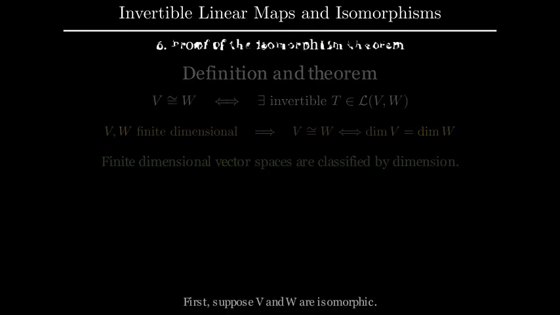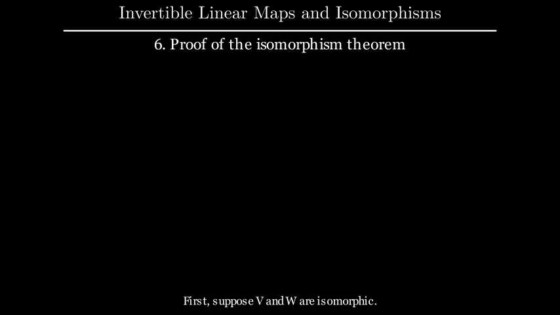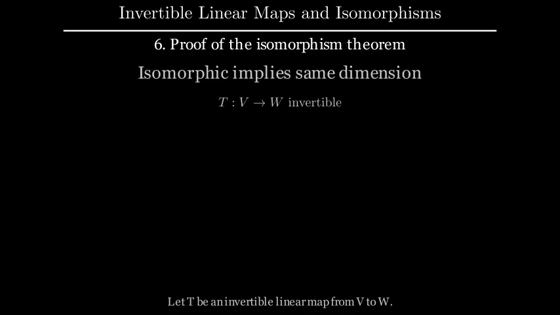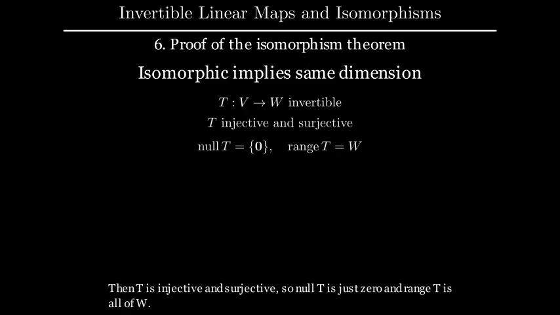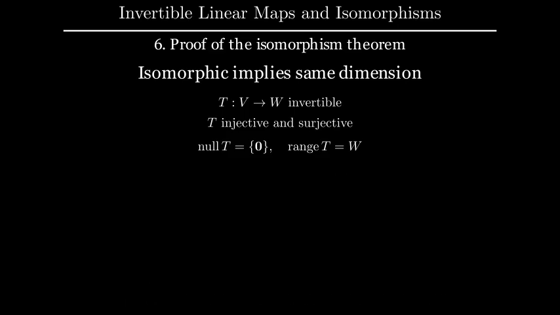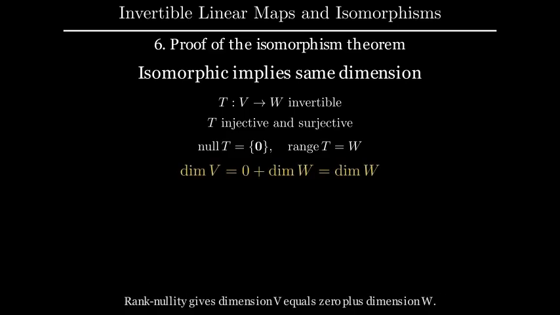First, suppose V and W are isomorphic. Let T be an invertible linear map from V to W. Then T is injective and surjective, so null T is just 0 and range T is all of W. Rank nullity gives dimension V equals 0 plus dimension W.